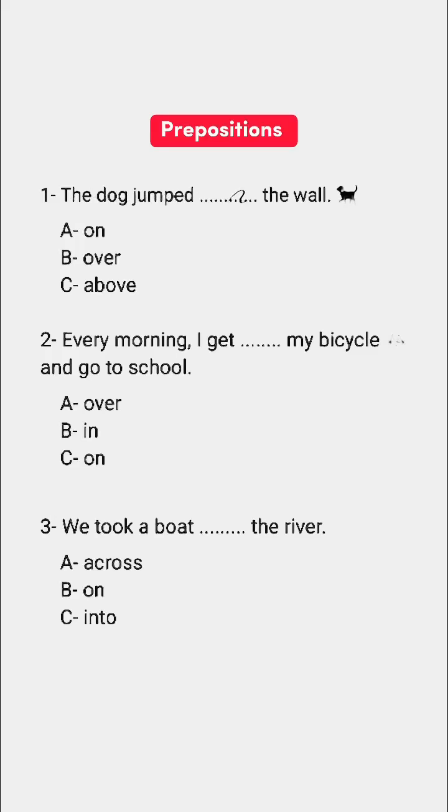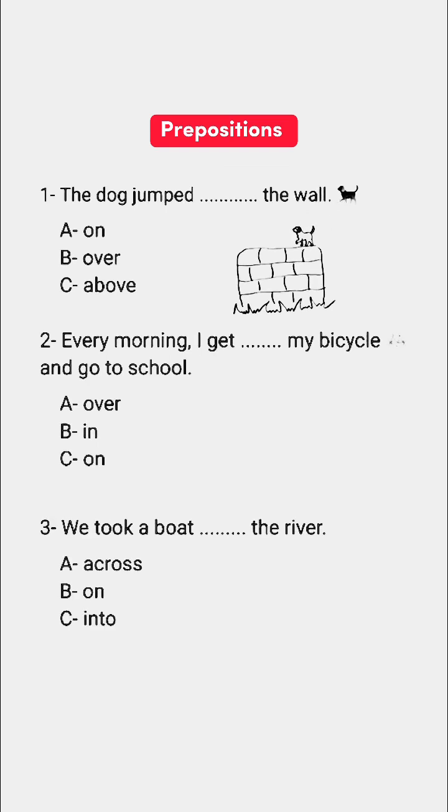The dog jumped blank the wall. On, over, above. Well, here's the wall. Now, if the dog is standing or walking, we use on. The dog is walking on the wall because he's touching the wall. But if the dog is jumping from one side to the other, here we use over because he's moving. So the key word in this question is jumped. So we use over. The dog jumped over the wall.